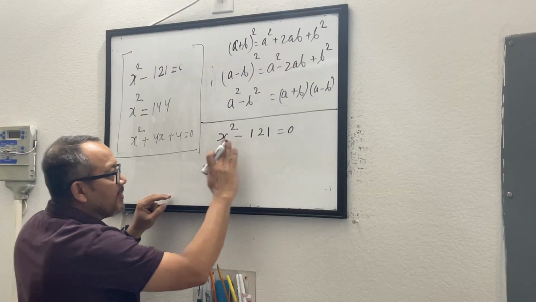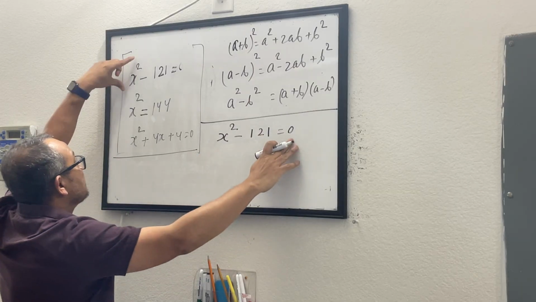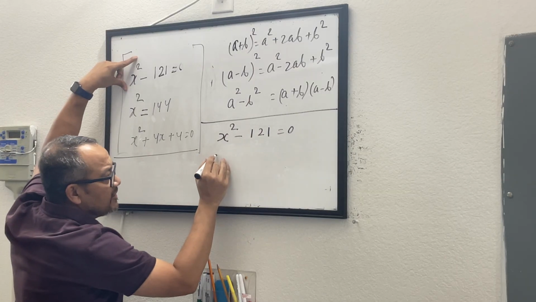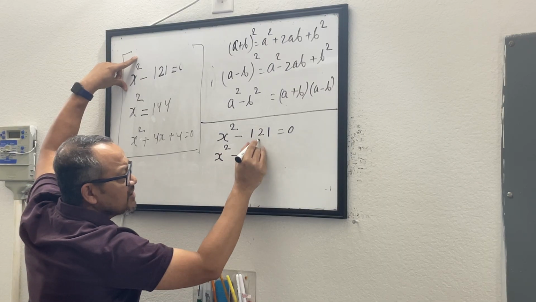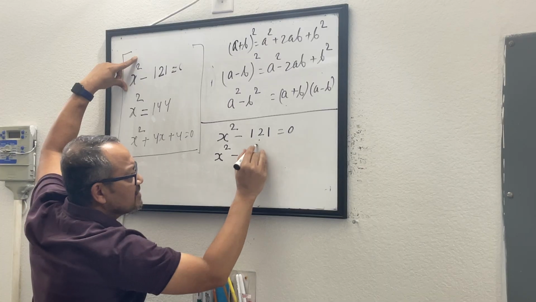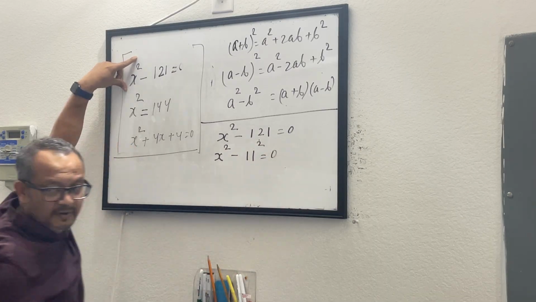So, x squared minus 121 equal to 0 is what we were trying to solve in the first one. So, we say, okay, x squared minus 121, I can write that as, this 121 is nothing but 11 squared. Is this part okay?